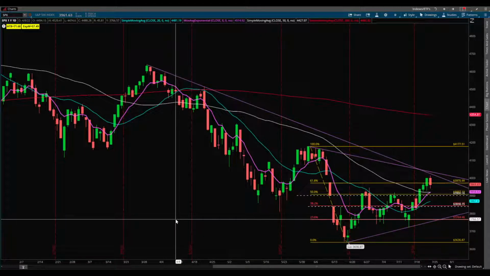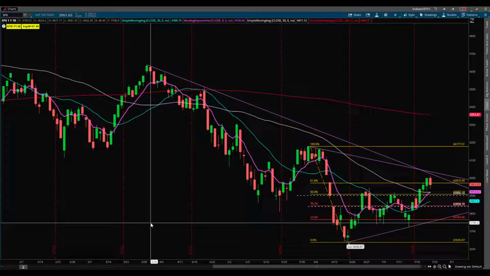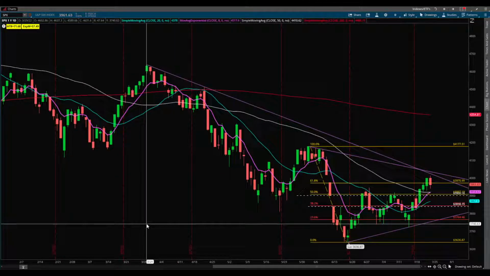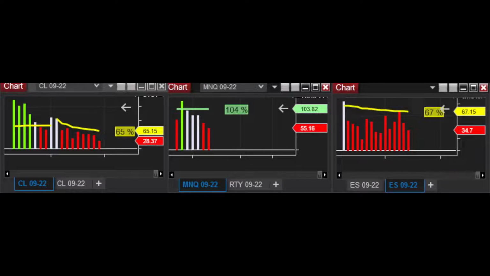Which is expected, the volume is low, coming from a weekend in the summer. You can see right here is the ES volume overnight. It's at 67%, where 100% would be normal volume. So we're definitely low volume, which is probably going to tend to mean not much crazy movement today.